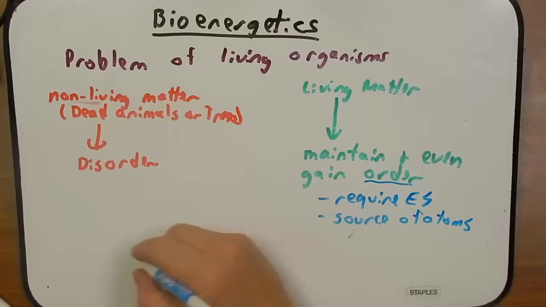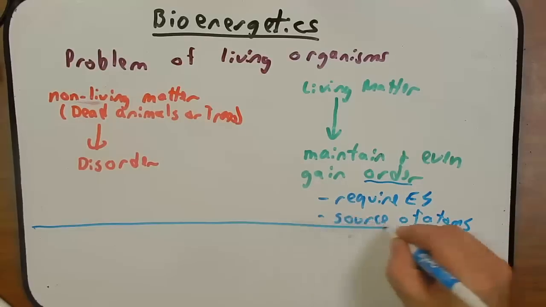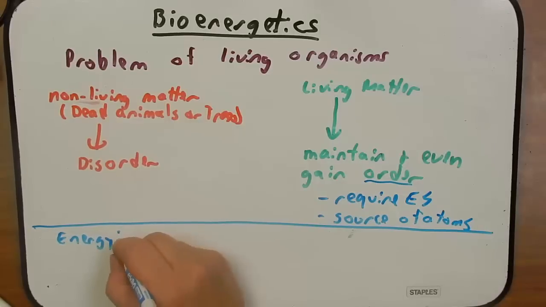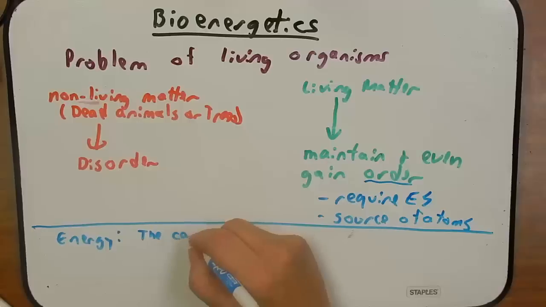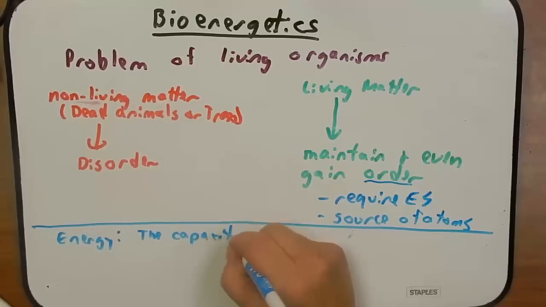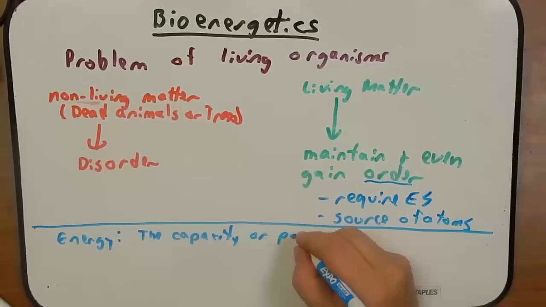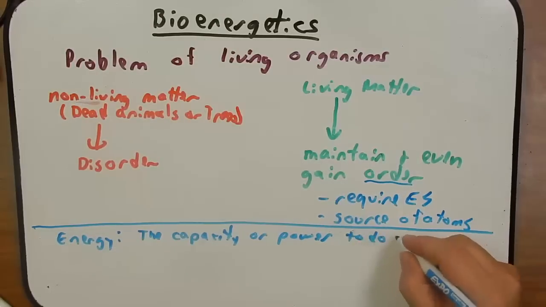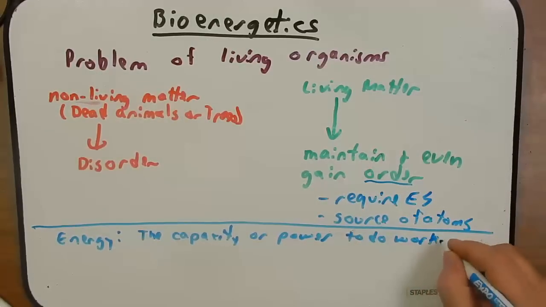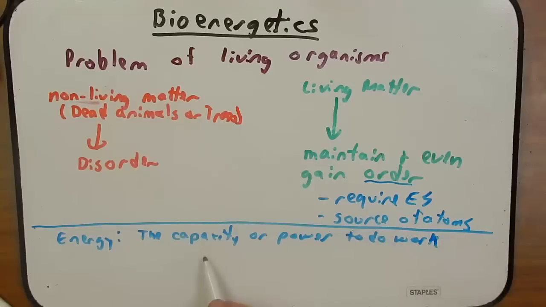So let's give a working definition of energy. And we'll talk about energy later on in these podcasts and at other points in the semester. But we can think of energy as the capacity or power to do work. So up here, we need energy. We need the capacity or the power to maintain this order. So maintaining the order is the work.